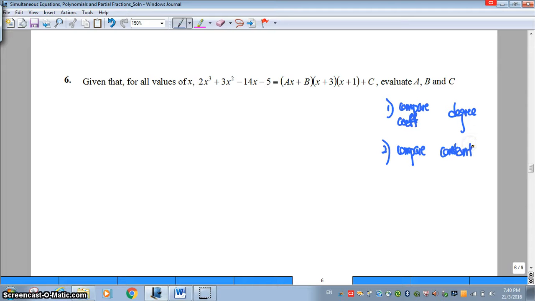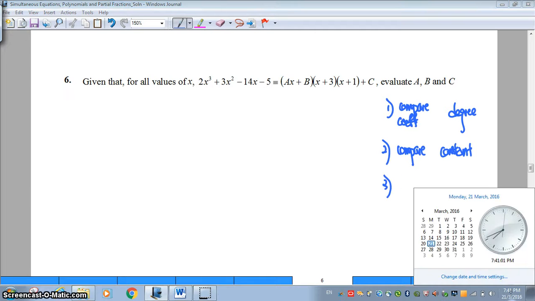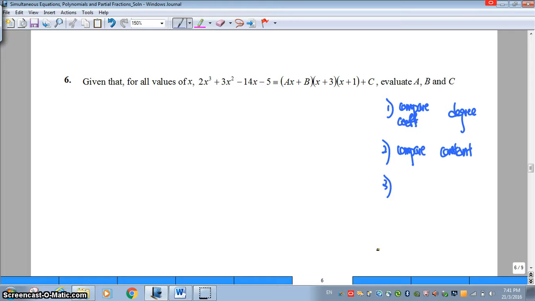If it's not easy, step number 3, when all this fails, please always substitute convenient values such that the bracket term will be equal to 0. Make the bracket term equal to 0 and substitute it inside the equation. Well, when all fails, please use convenient values like when x is equal to 0, x is equal to 1, x is equal to 2, etc. and put it inside your equation so that you can solve for the unknown.